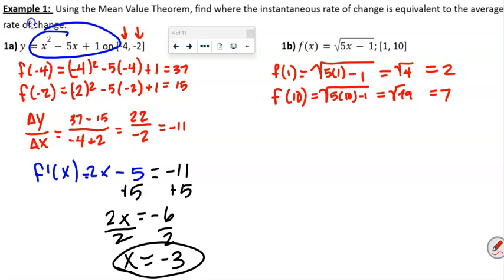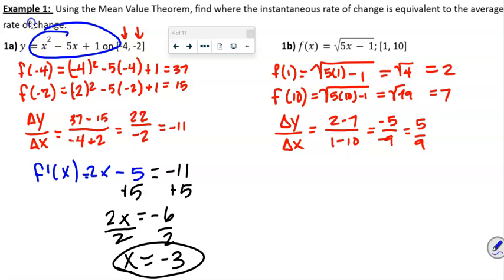So here again, remember we're doing delta y over delta x. So we're going to do 2 minus 7 over 1 minus 10. So that's going to be equal to negative 5 over negative 9, which would be 5/9, okay?